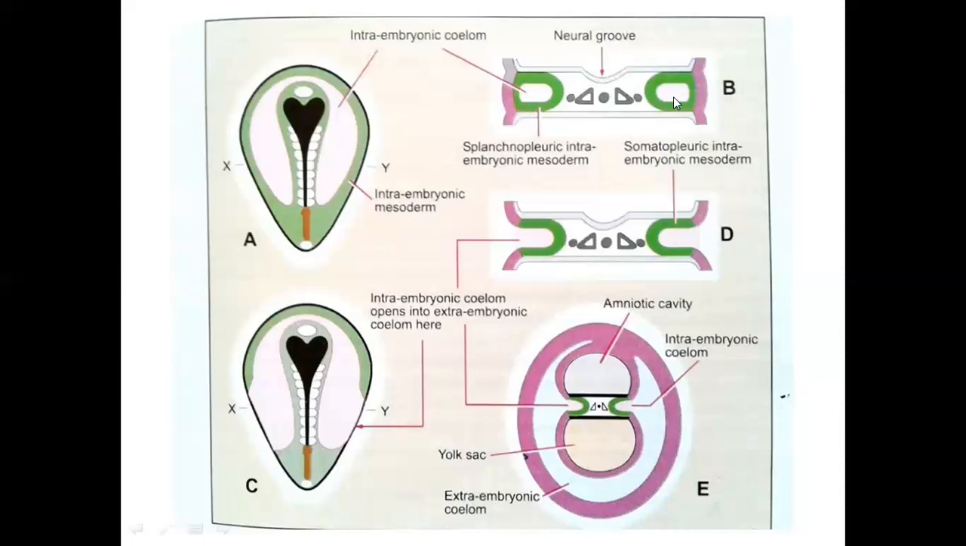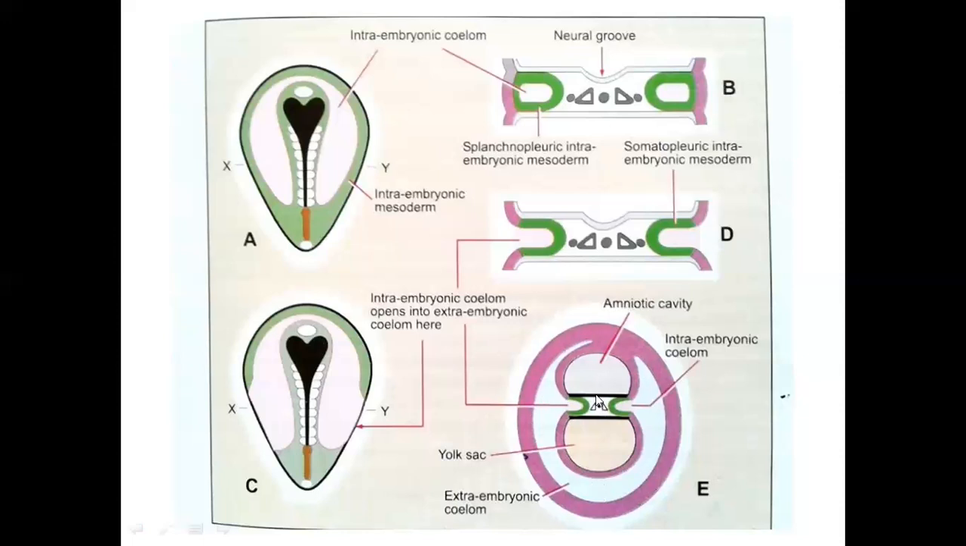And we have seen this intraembryonic coelom is involved in the formation of three important body cavities, that is pericardial, pleural, and peritoneal cavity. Now you can see here this intraembryonic coelom extends laterally and opens into the extraembryonic coelom. So the intraembryonic cavity fuses with the extraembryonic coelom. This is the complete diagram of what we have seen till now.